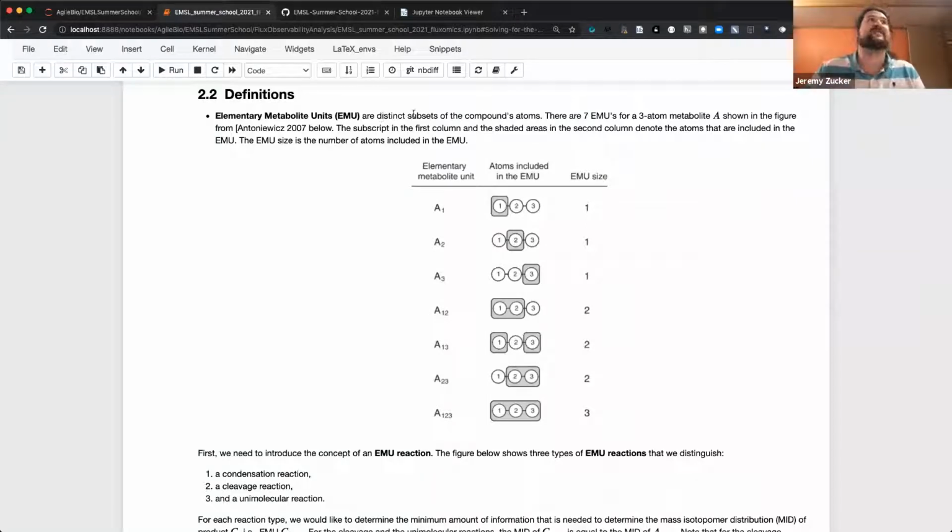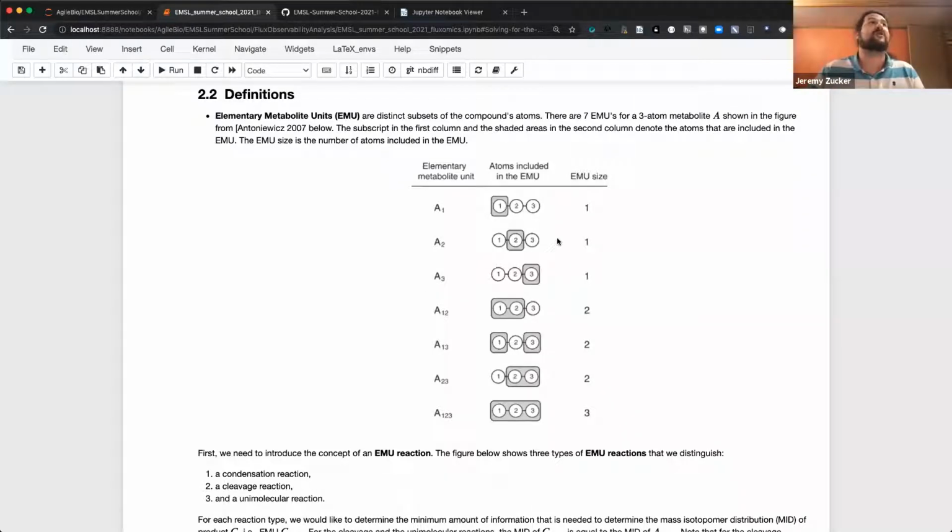Elementary metabolite units are distinct subsets of the compound's atoms. So for the 3-atom metabolite A, shown in the figure below, we have 7 EMUs. And so this is the first one. The shaded region shows you what the EMU is, so these are 7 EMUs here. And the first EMU is A1, and that just refers to the first atom of A. A2 likewise refers to the second atom, A3 to the third atom.